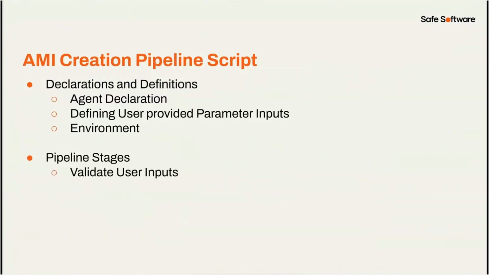We validate that none of the required parameters are empty and that the base AMI value has the correct string format. Next is the checkout IAC code stage. So a little bit about this stage.